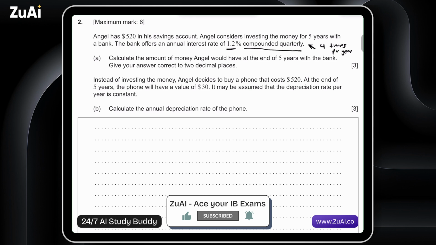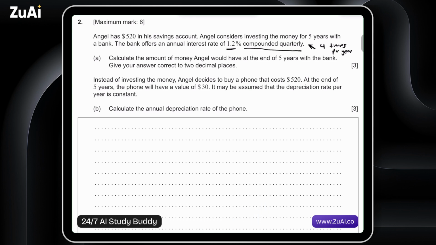Part A asks us to calculate the amount of money Angel would have at the end of 5 years with the bank. Give your answer correct to 2 decimal places. So these little things are important because they can potentially add up. For a 3-mark question, you could lose 1 mark just by not having the correct number of digits, even if you understand it and get the procedure all correct. So these things show the importance of close reading. So let's see what we can do.